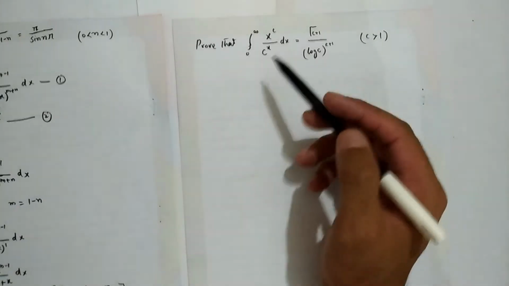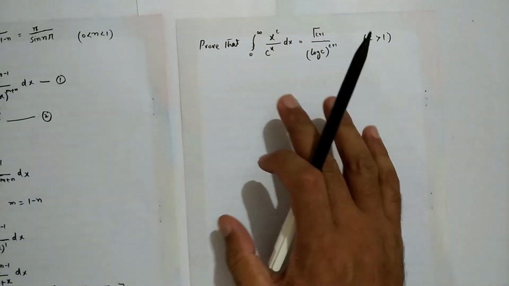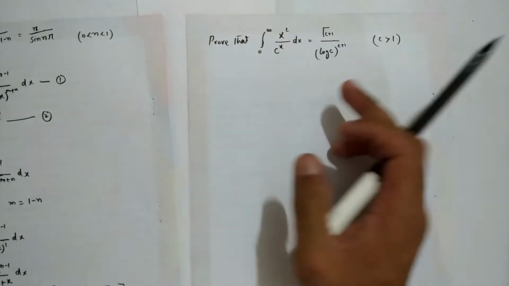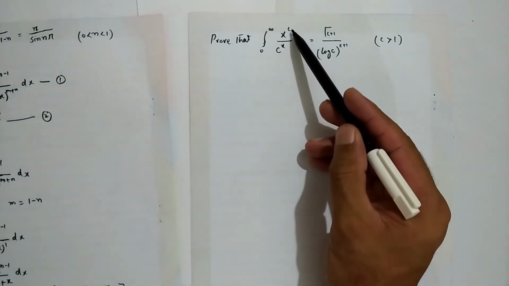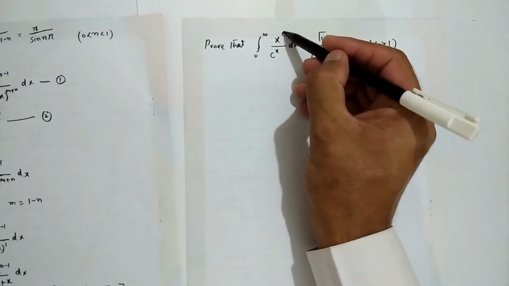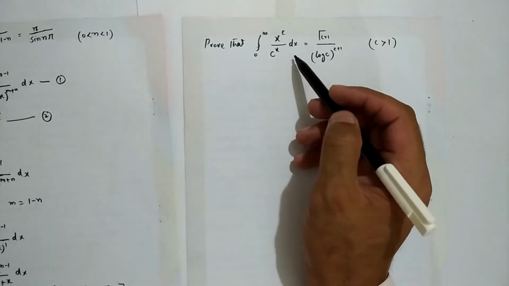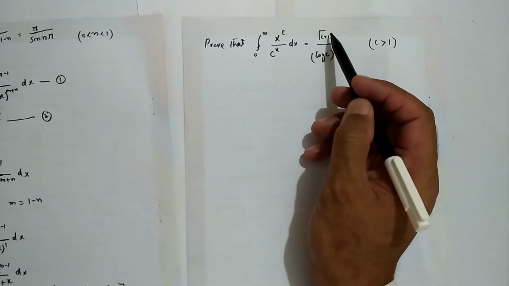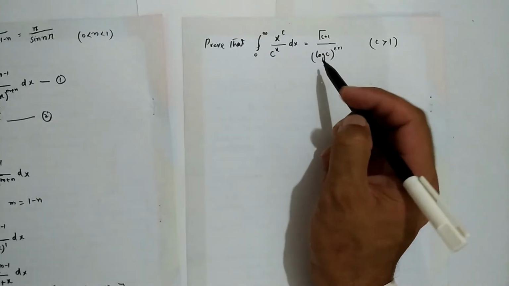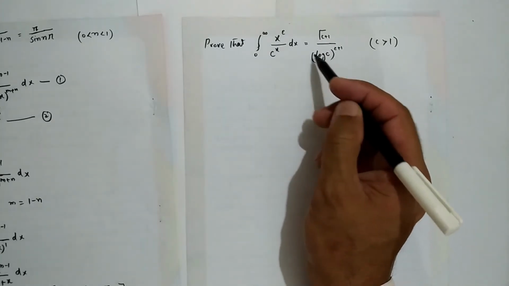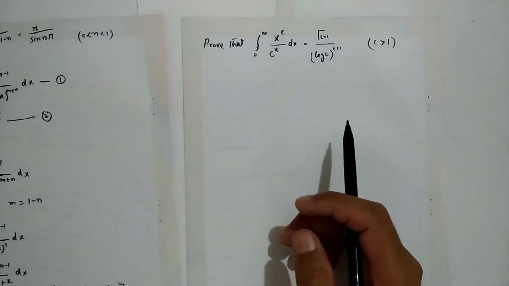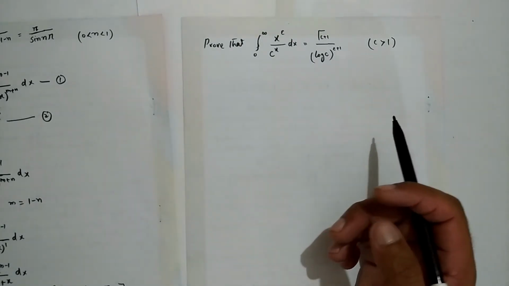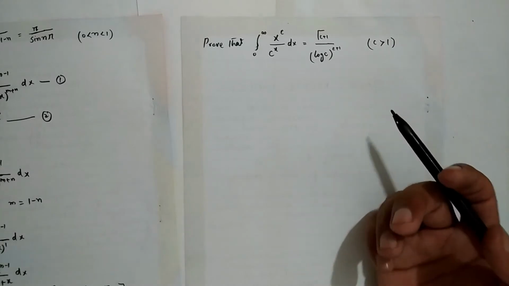Now in this problem we are asked to prove this relation, which is the integral from 0 to infinity x to the power c divided by c to the power x into dx, which is equal to gamma c plus 1 divided by log of c whole to the power c plus 1, where c is a number greater than 1.